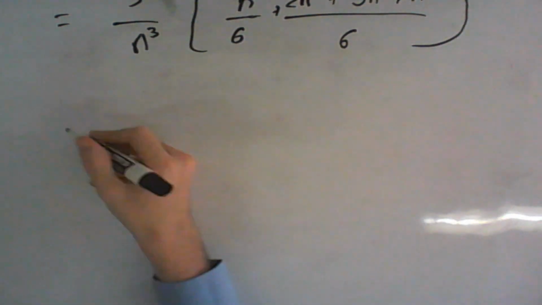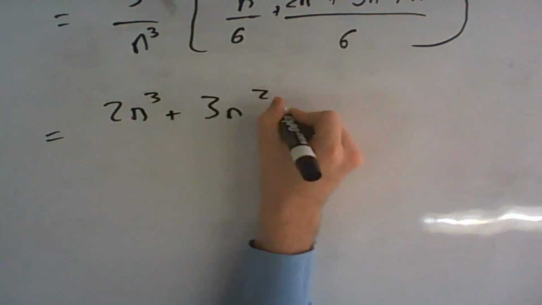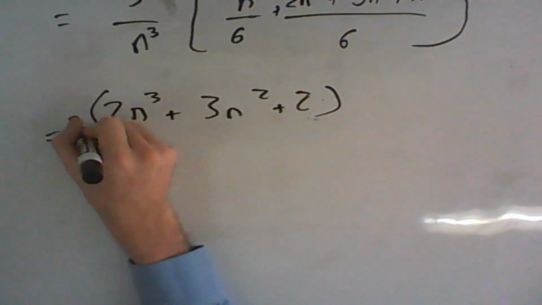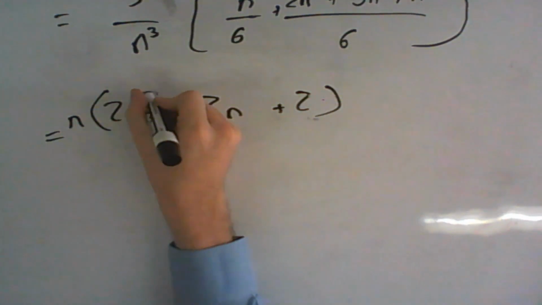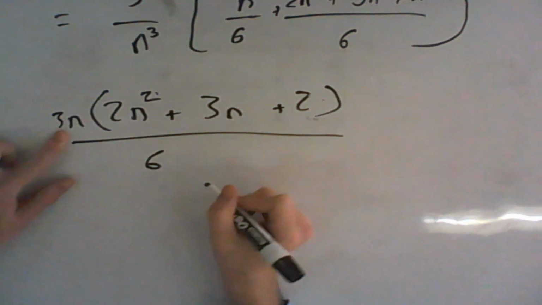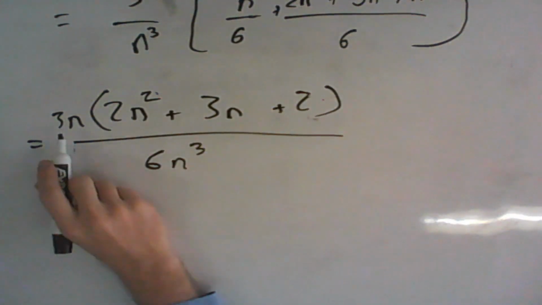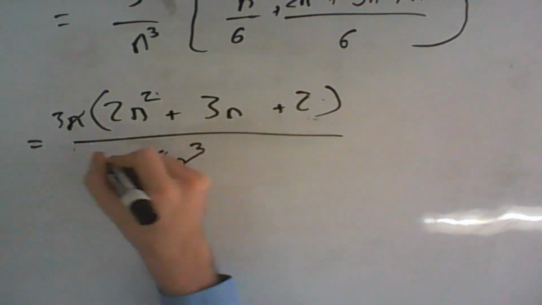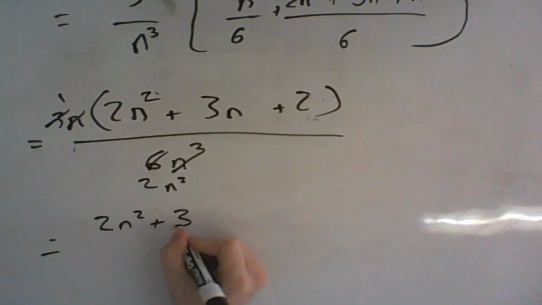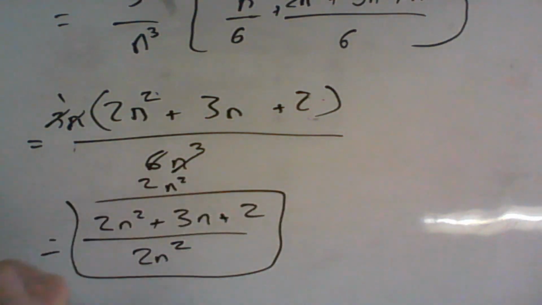Combine like terms, and then bring in the n cubed. You're going to get 2n cubed plus 3n squared plus 2n. If I factor off an n here, this would just be n on the outside, and then 3n over 6n cubed. So I just brought this in and combined like terms. In this fact, you can cancel, and this is 2n squared. So our answer is 2n squared plus 3n plus 2 over 2n squared. And that would be our final answer.